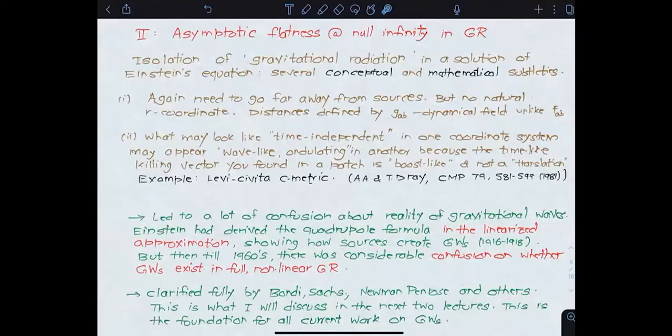But basically, what we need to do is to go far away from the sources. But now in general curved space-times, there are no radial coordinates, and the distances are defined by the metric, which is the dynamical field itself, like what the Maxwell field was in Minkowski space. And the second problem was that what looks time-dependent or wave-like, oscillating in one coordinate system, may appear to be time-independent in another coordinate system.